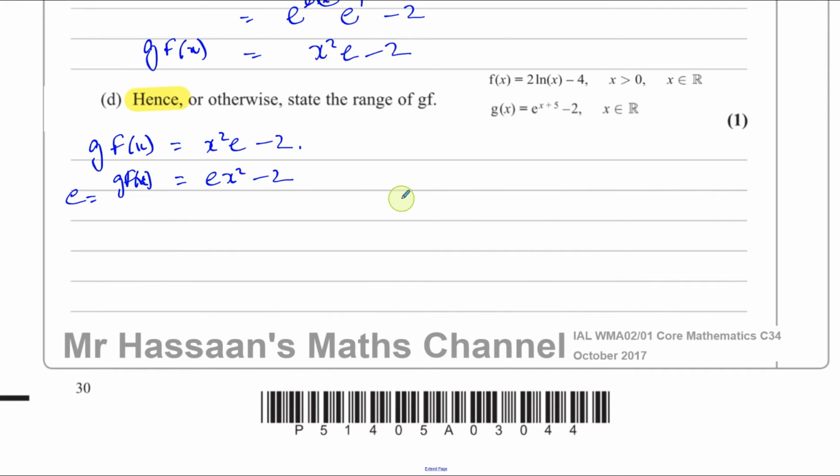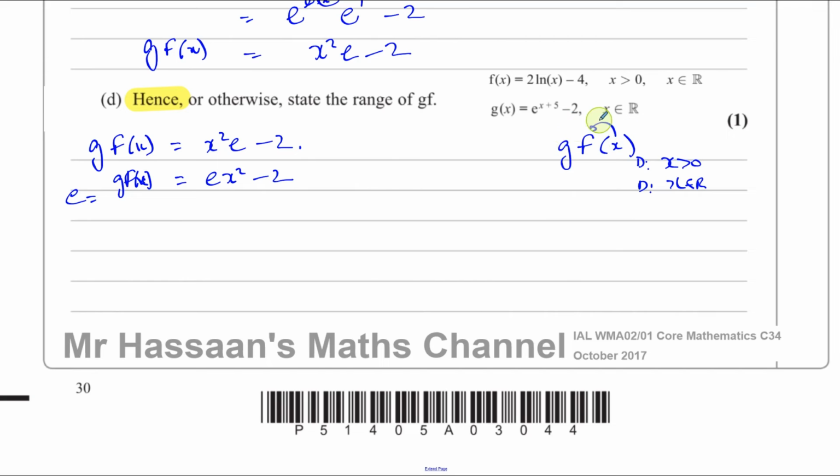Right? But however, we have to consider what the input of this function can be. Now we know that if you have g of f of x, the x goes into f. Now x can only be values which are greater than 0. Okay, so that's the domain of f. x is greater than 0. And the domain of g basically can be all real numbers.